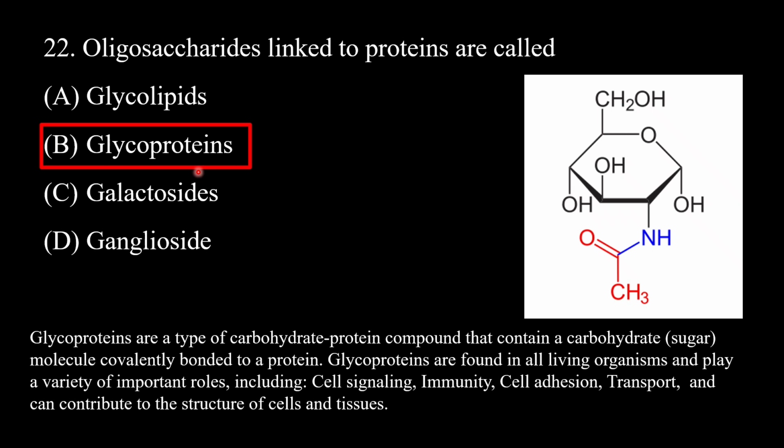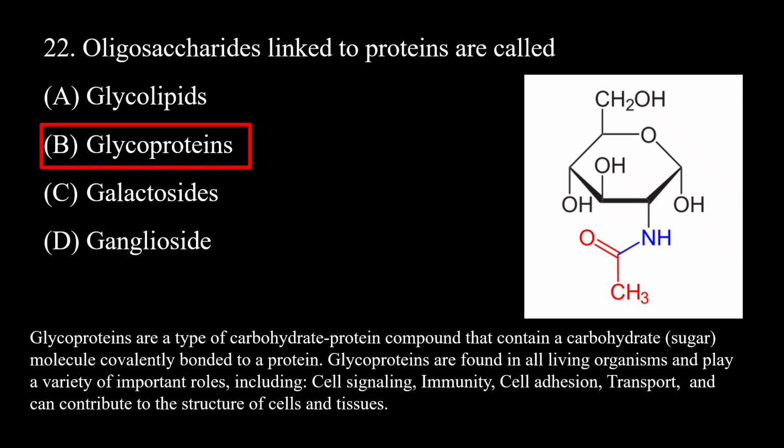Glycoproteins perform various functions in the body. Glycoproteins are the types of carbohydrate protein compound that contain carbohydrate molecules that are covalently bound to a protein. Glycoproteins are found in all living organisms, and they have a variety of roles. What functions are performed by the glycoproteins? They are involved in cell signaling, they are involved in immunity, they have a role in cell adhesion, they are involved in transport, and they also contribute to the structure of the cells and tissues.